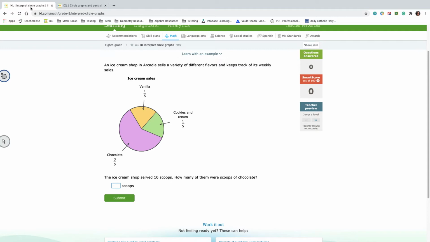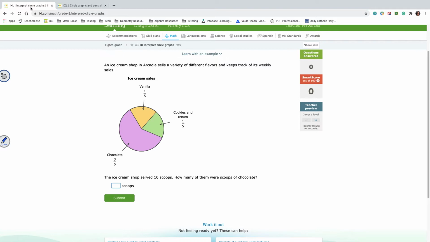Starting right away, we have an ice cream shop in Arcadia that sells a variety of different flavors and keeps track of its weekly sales. We have this lovely circle graph here. Vanilla made up 1/5 of the ice cream sales, cookies and cream made up 1/5, and chocolate made up 3/5. If we interpret that correctly, then we look down here. It says the ice cream shop served 10 scoops. How many of them were scoops of chocolate?